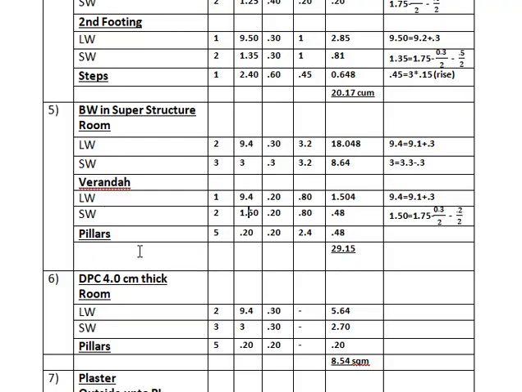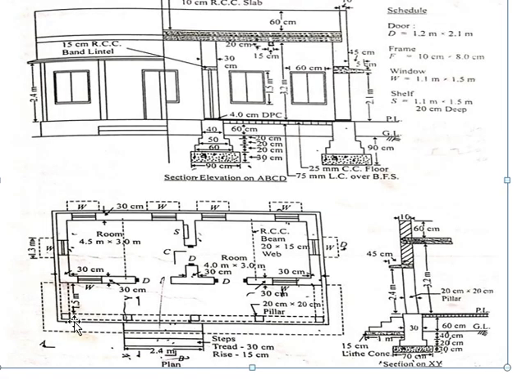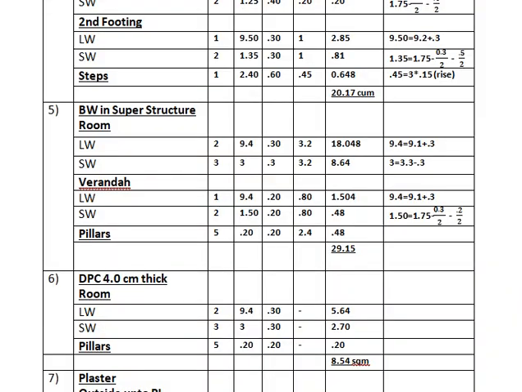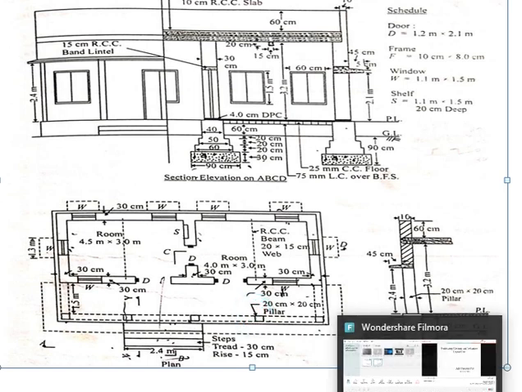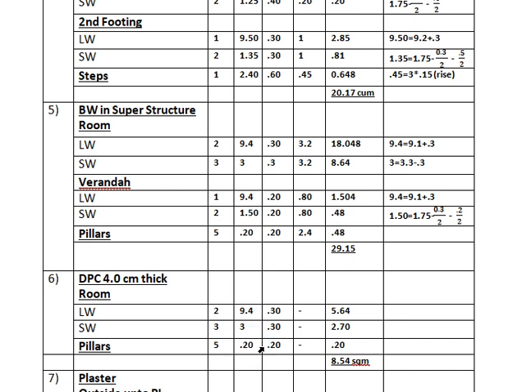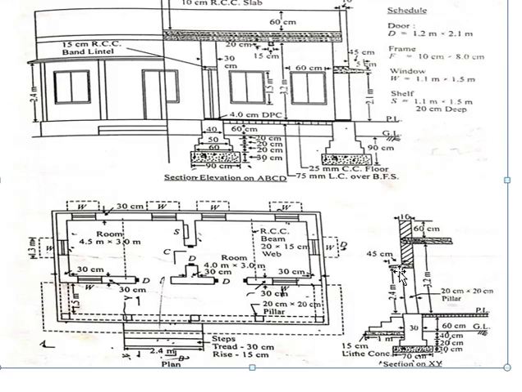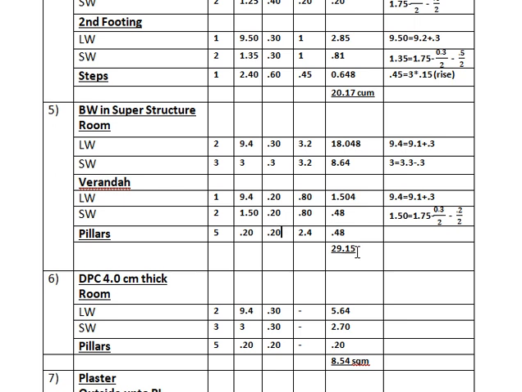Now talking about the pillars, the number of pillars you can see is 5. 1, 2, 3, 4 and 5 pillars we have in our structure. And the dimension of the pillar, as you can see, is given as 20 centimeter cross 20 centimeter. Therefore you get its length, width, and its height 2.4 meter. It is given here. The pillar is 2.5 meter in height. Therefore you can multiply them and get the quantity, add them up and you will get the total quantity.